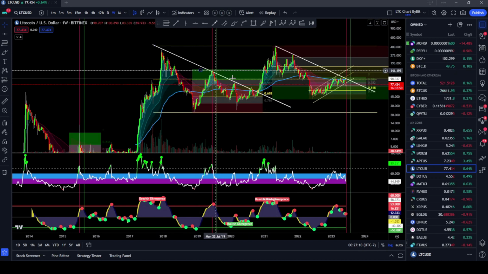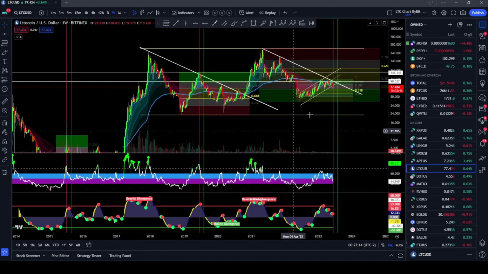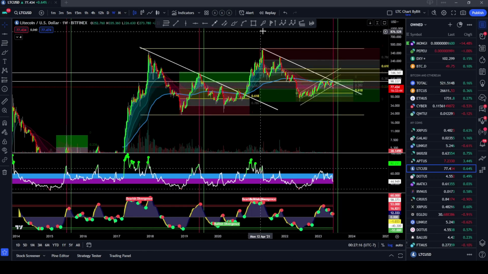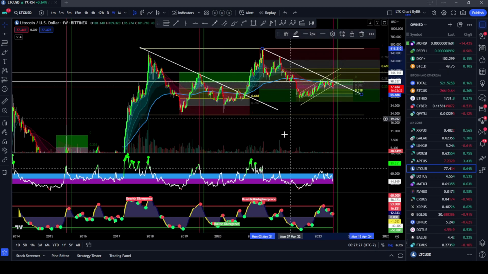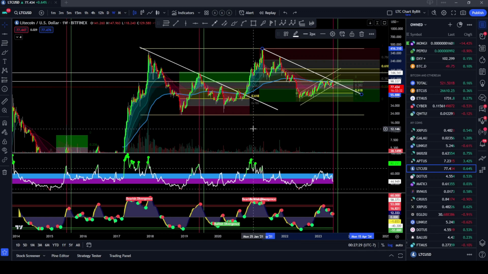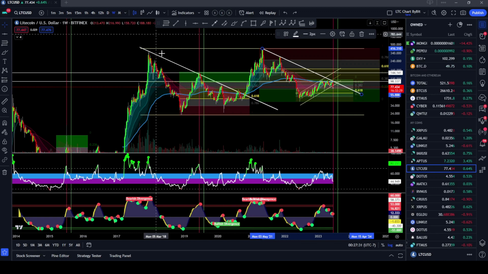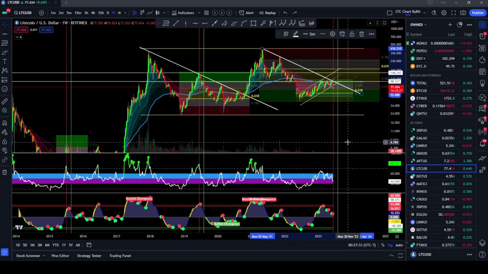Litecoin has had these resistance lines here, and they're basically doing the exact same thing. If you put a channel to it, these are identical. I can take this line right here, move it over, and you can see it's a perfect fit. Absolutely identical, and we've been following this for quite some time. Litecoin's also in this horizontal channel here.